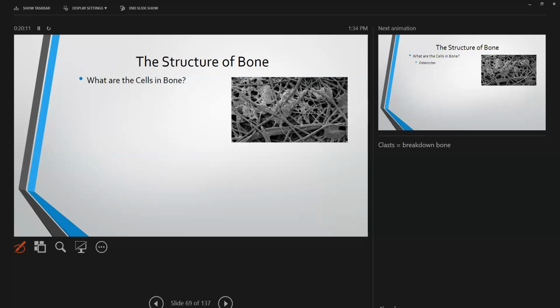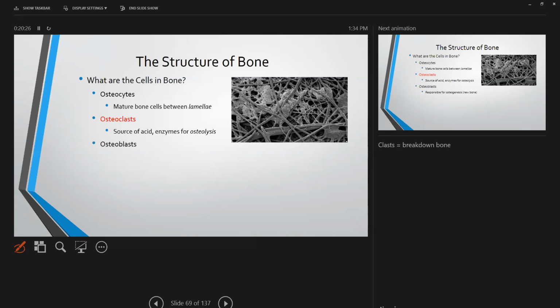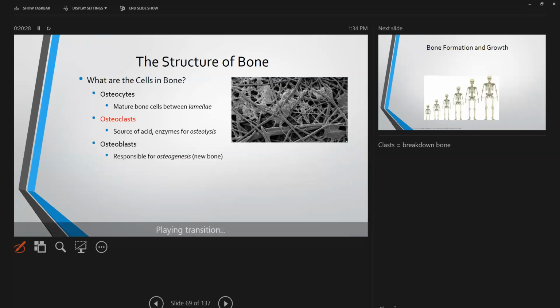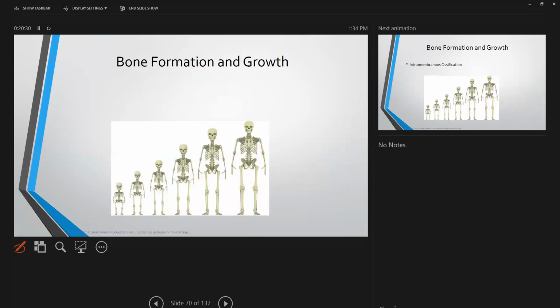What are the cells in bone? So we've got osteocytes, mature bone cells between the lamina, and osteoclasts, a source of acid enzymes for osteolysis. Osteoblasts, which are responsible for osteogenesis, or the production of new bone.